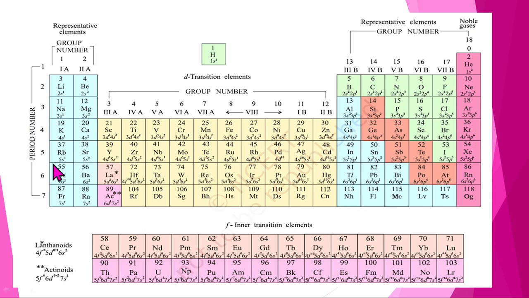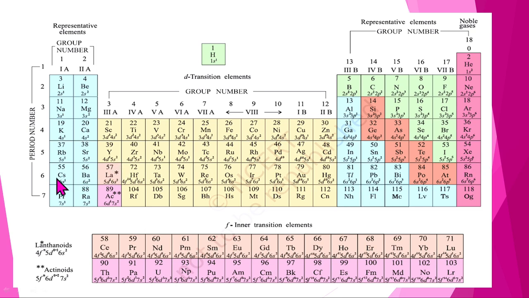Now the fifth period starts again just like the fourth period with 5s1, 5s2, then 4d1 to 4d10, here 10 elements, yttrium to cadmium, then indium, tin, antimony, tellurium, iodine and xenon, 5p1 to 5p6, and it is ending with xenon.